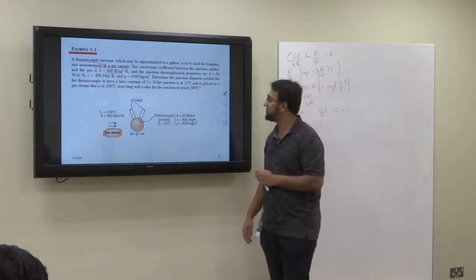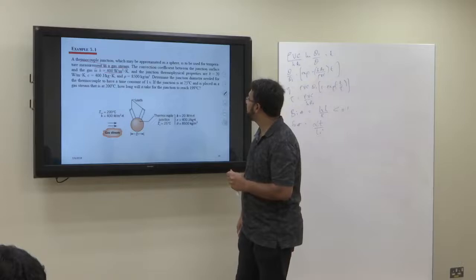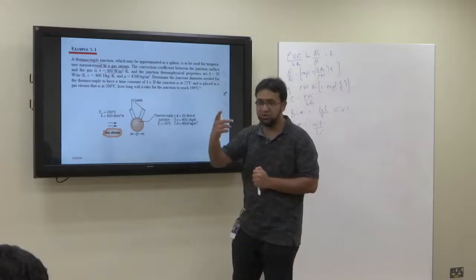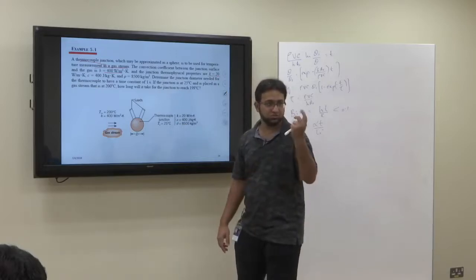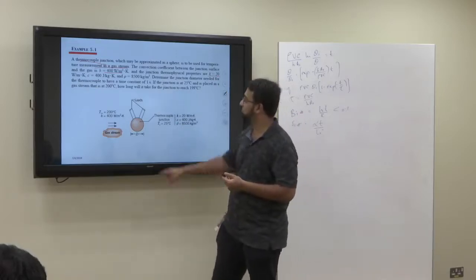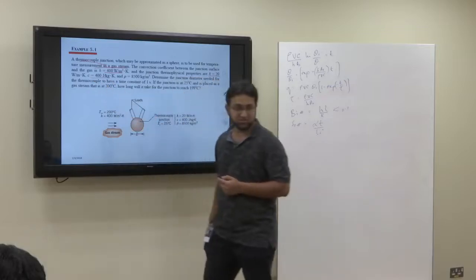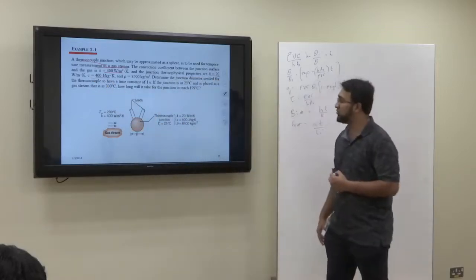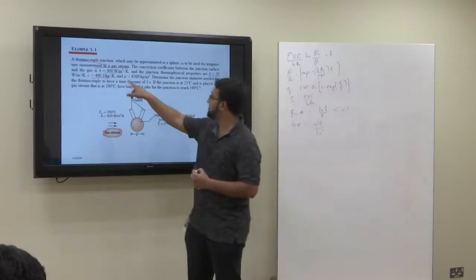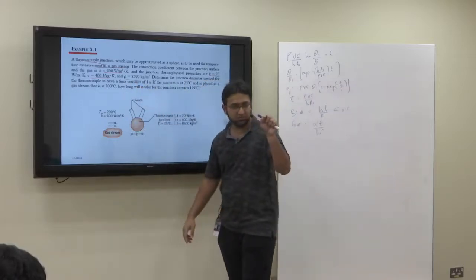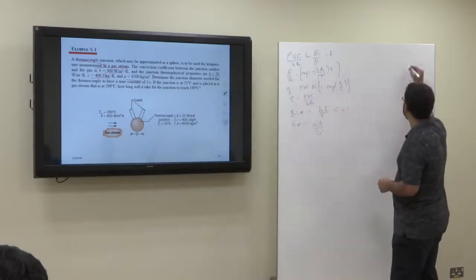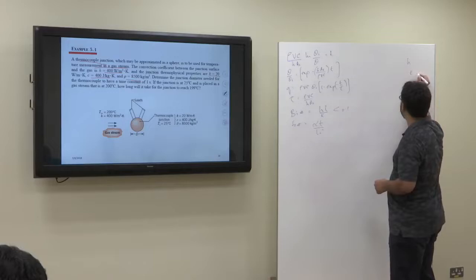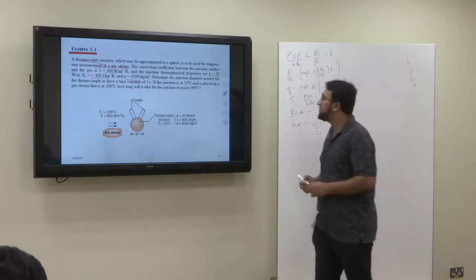It's 400 watt per meter square Kelvin. And the junction thermophysical properties are given: k, the thermal conductivity of the junction material; c, the heat capacity; and rho, the density. So these three properties are given for the material of the junction. What properties do we have? We have h here, k here, c here, rho here.